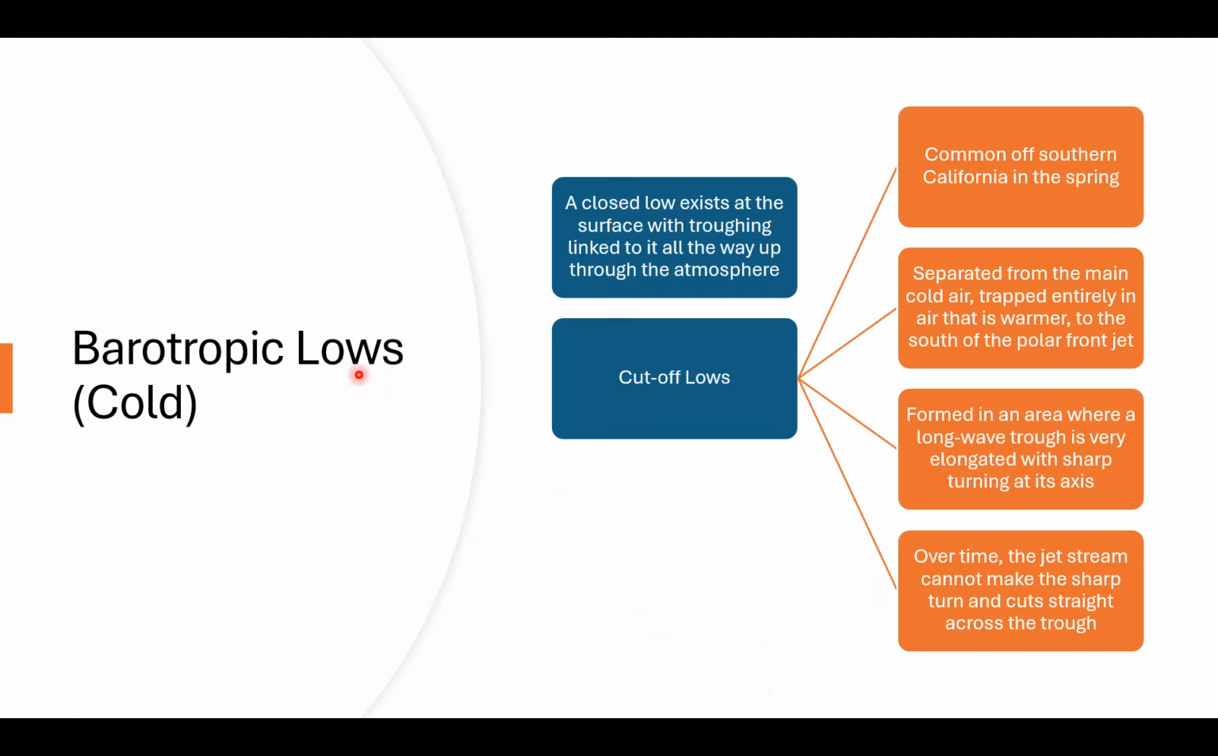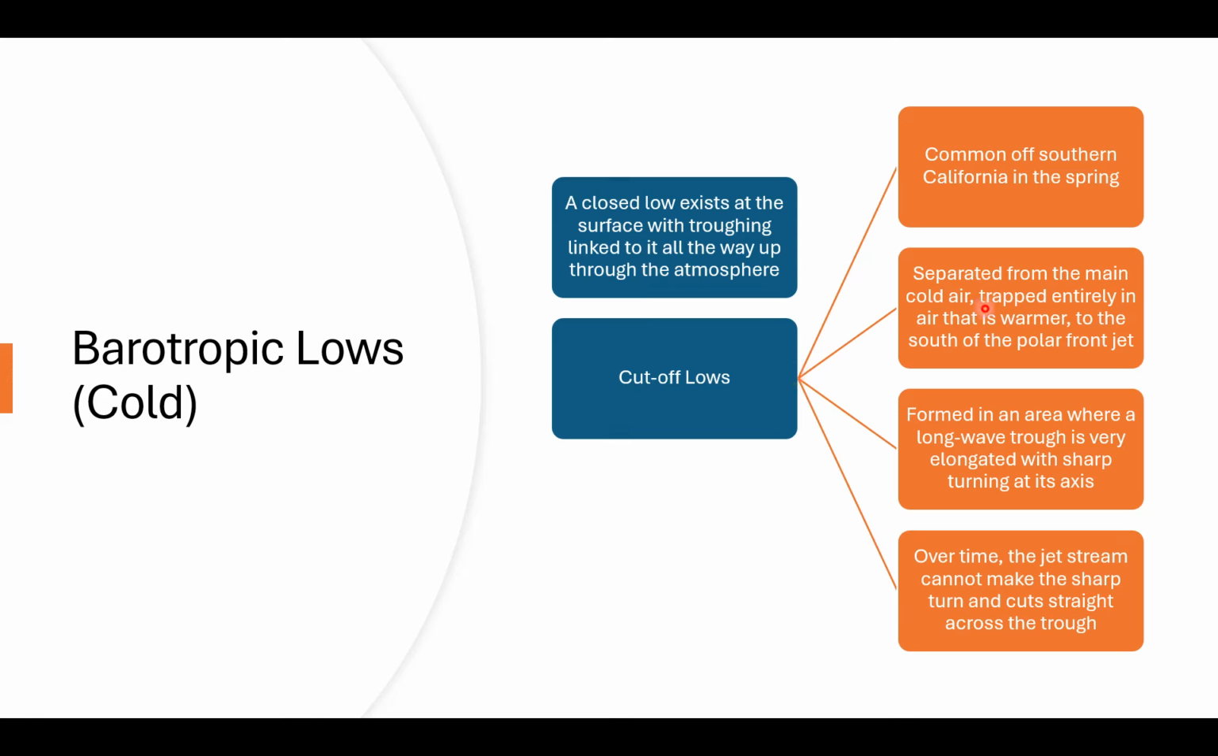So what exactly is a barotropic low? All right, we look at a cold barotropic low. It's a closed low that exists at the surface with troughing linked all the way up through the atmosphere. An example of a cold barotropic low would be a cutoff low. Now these cutoff lows are common off Southern California in the spring. I personally have seen what type of weather these cutoff lows can bring. I lived out in California for a bit, and I tell you, it generally will bring showery precipitation, very chilly conditions, lots of clouds, and in some cases with the freezing level lower, you can actually get small hail into California when you have these cutoff lows come ashore.